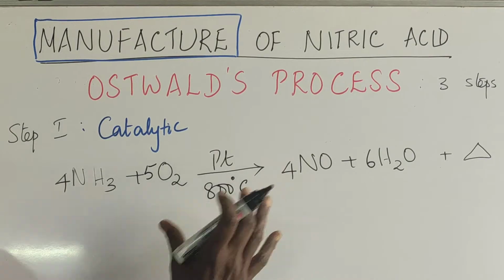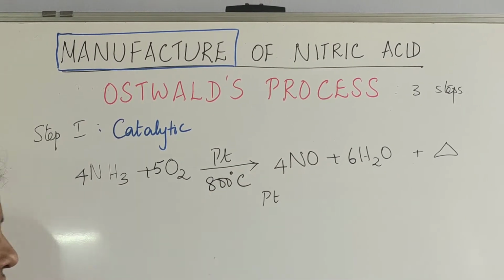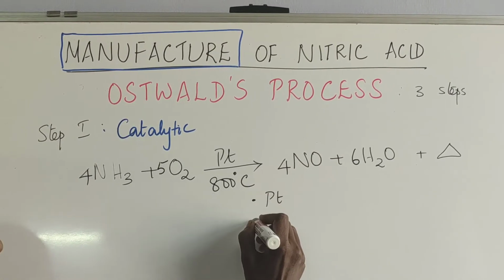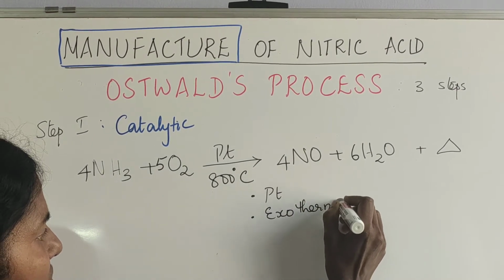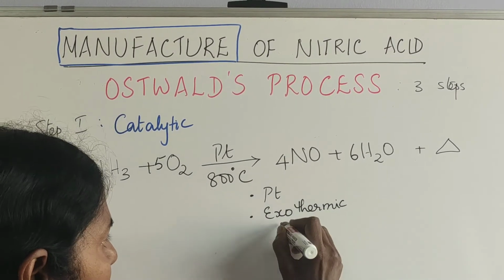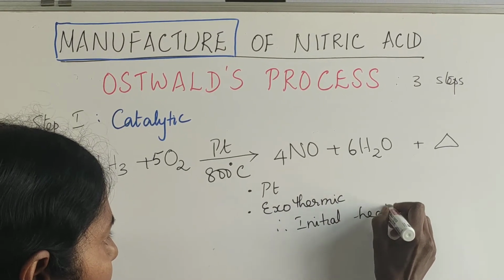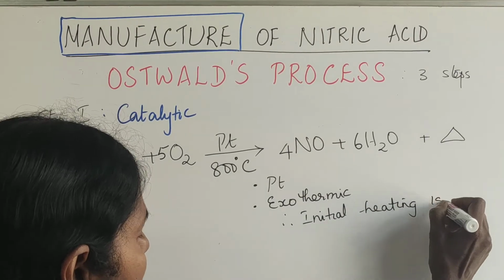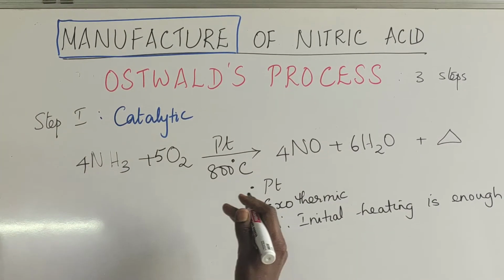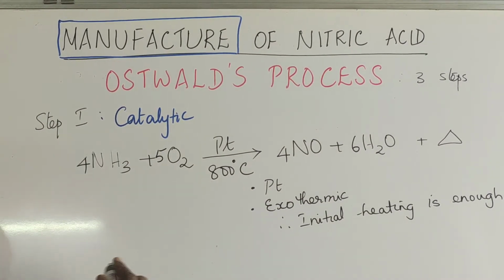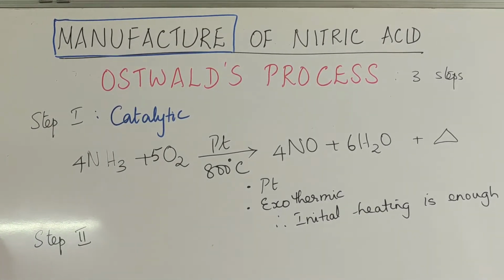Now in this catalytic oxidation, the catalyst used is platinum. That's one thing that you need to remember. The second one is this reaction is highly exothermic. Therefore, initial heating is enough. After that, the heat that is evolved will take the reaction to completion. That is step 1. The next one is step 2, which is oxidation.